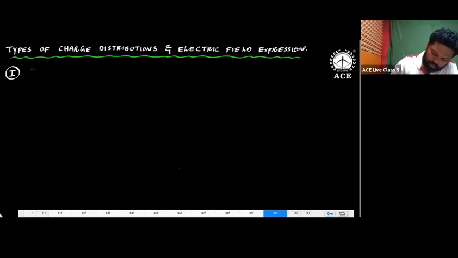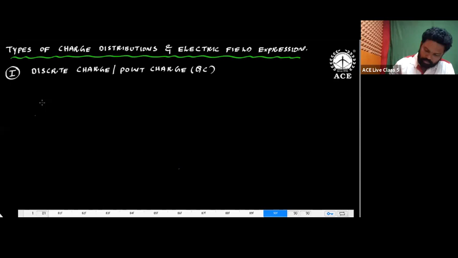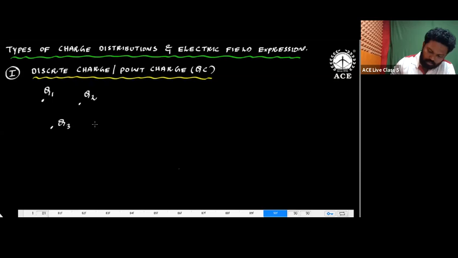Yes, this is called a discrete charge, or it is also called point charge. It is represented with the Q coulombs. There is a charge Q1 here, Q2 here, Q3 here, Q4 here, and so on.